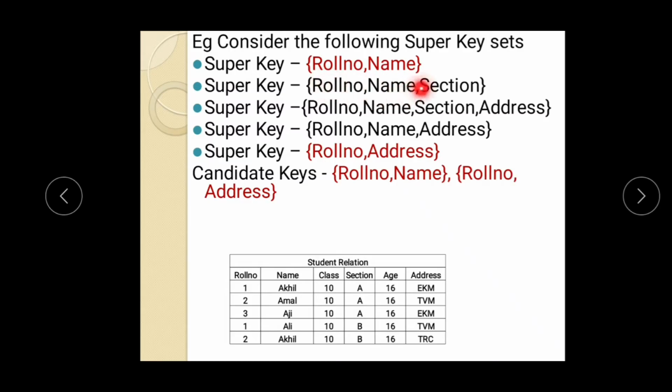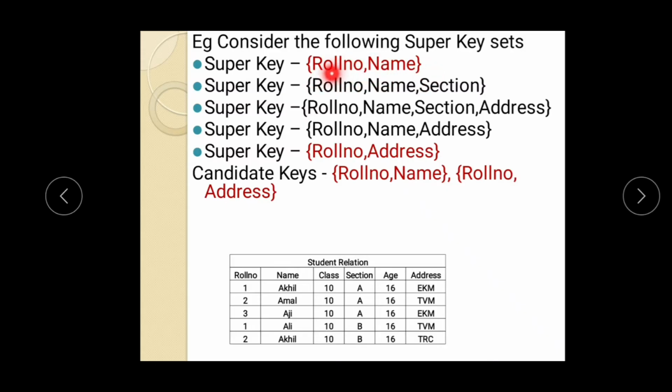So it is reducible. Now another one: roll number, name, section, address. I can remove this address. If I remove the attribute address, the rest of the attributes are roll number, name, section. It is a super key. So I have reduced further. Clear?